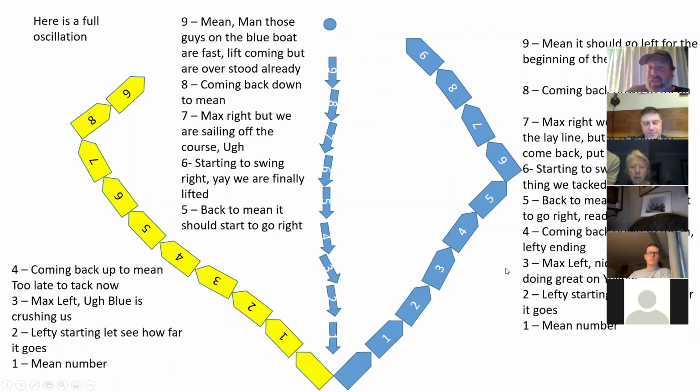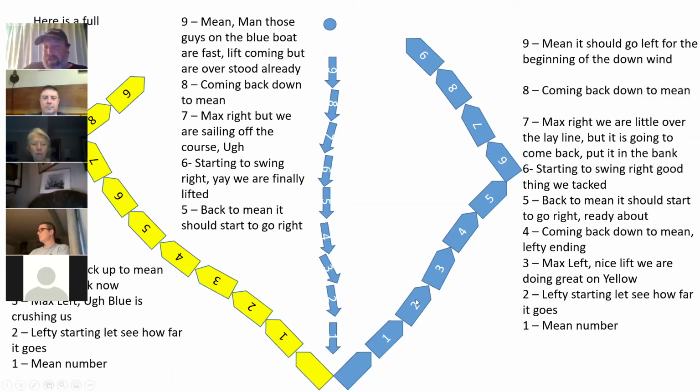So if you're sailing up the course on the blue boat, you've got number one. We're at mean. This is where the middle of our oscillation is. So you start sailing. Lefty starts coming. So that means on this boat sailing upwind on a port tack, the compass number went down a few degrees. So they saw the compass number go down.